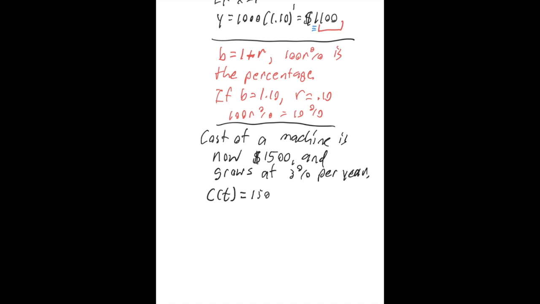I'll put 1,500 down here. That's the initial cost right now. You can think of that as the y-intercept. And then the b is going to be 1.03, 1 plus the r. If I got 3%, my r is going to be 0.03. And then my exponent is t, that's my variable. So this function can be used then to tell us what the cost would be in any particular future year.